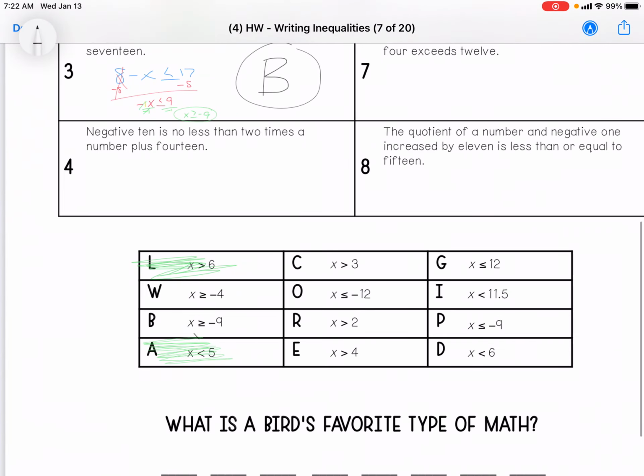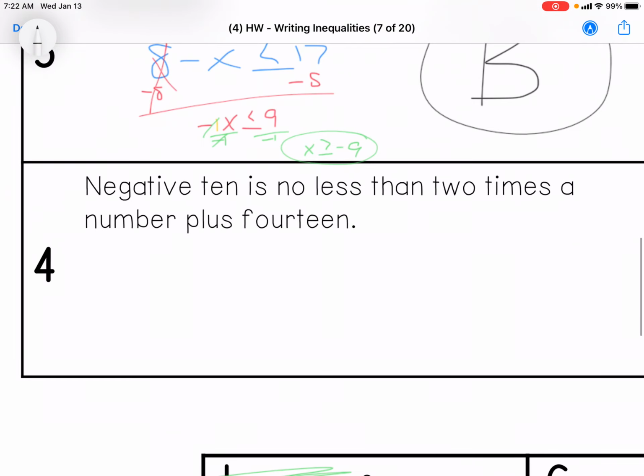Okay, number 4. Negative 10. My wife's calling. Hello? Hey. Well, let me call you back.